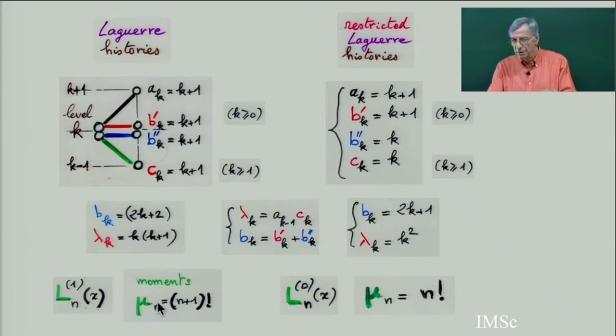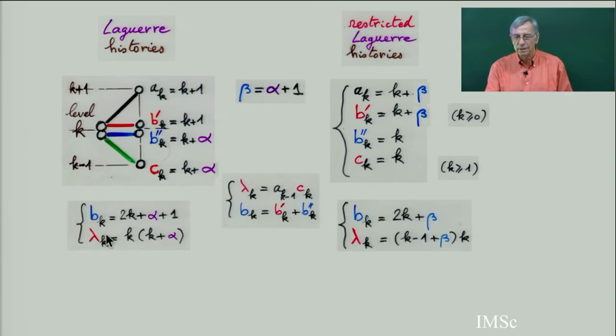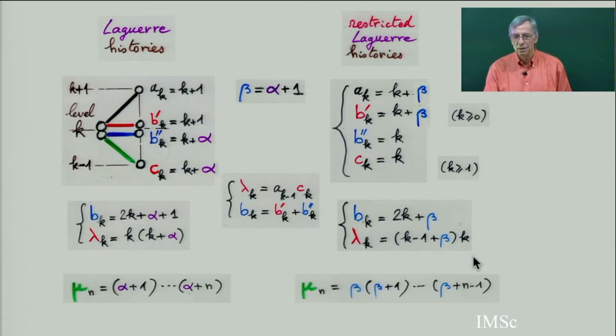But what is interesting to see is, when you put the parameter beta equal alpha plus 1, on this side I have b_k equal 2k plus alpha plus 1. On this side, I have b_k equal 2k plus beta. On this side, you see, I have k plus alpha. Here, I have k minus 1 plus beta and k, which give me, on this side, this moment, on this side, this moment, in a natural way. Of course, they are the same.